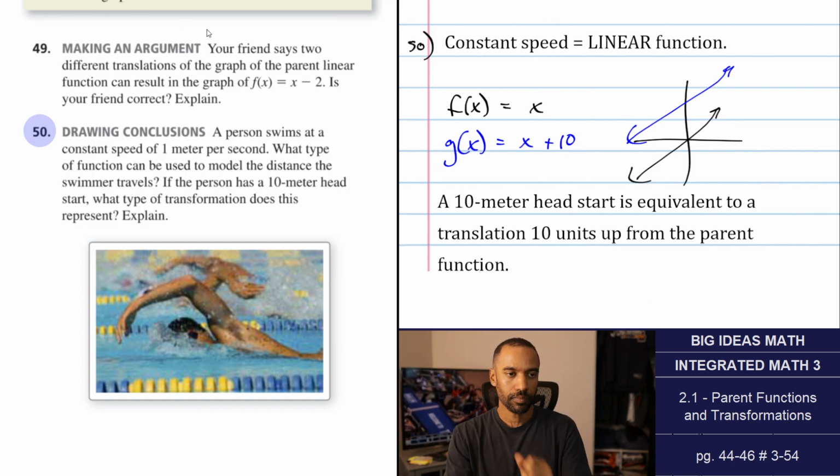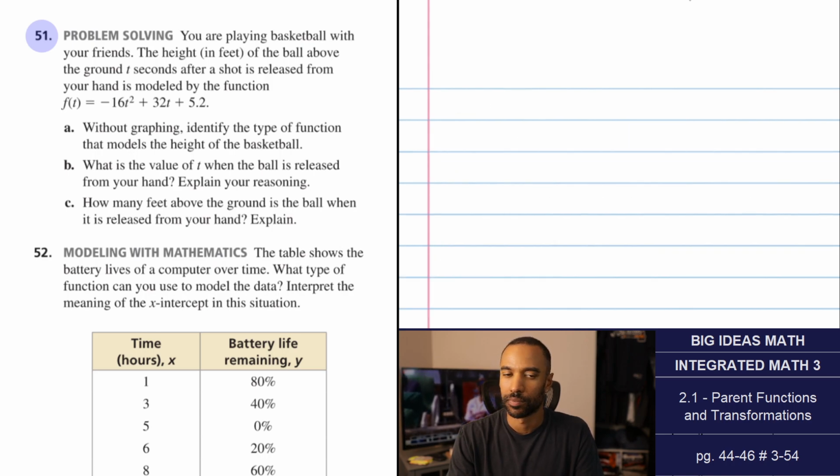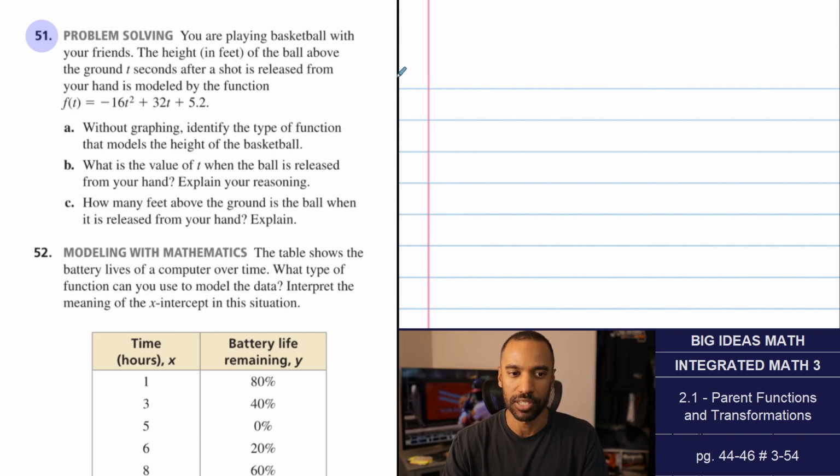Okay. Number 51, problem solving. 3 parts. You are playing basketball with your friends. The height in feet of the ball above the ground t seconds after a shot is released from your hand, that's a long sentence, is modeled by the function here.